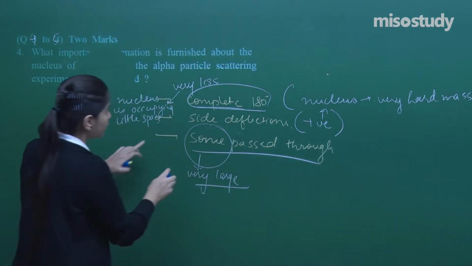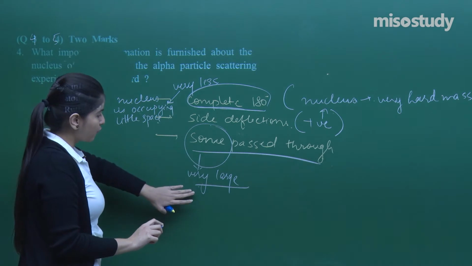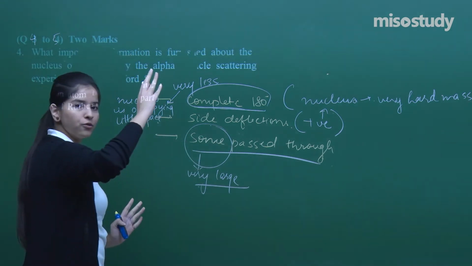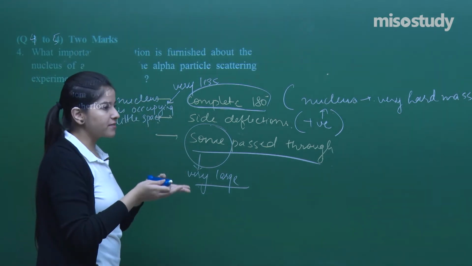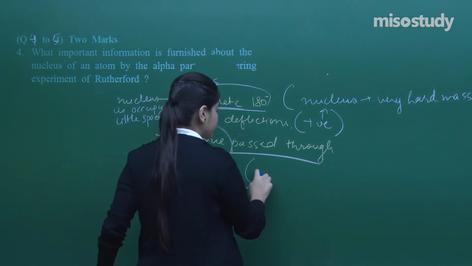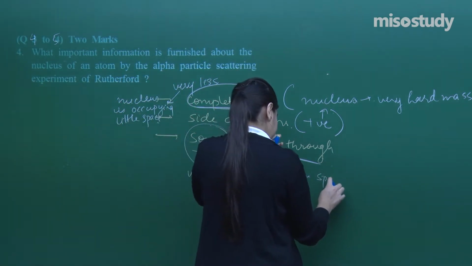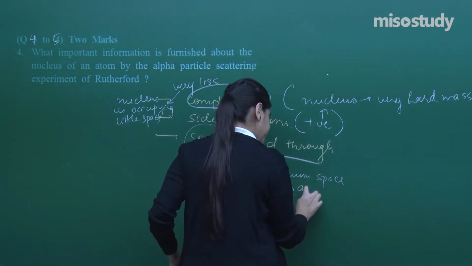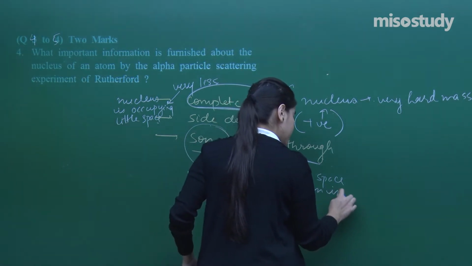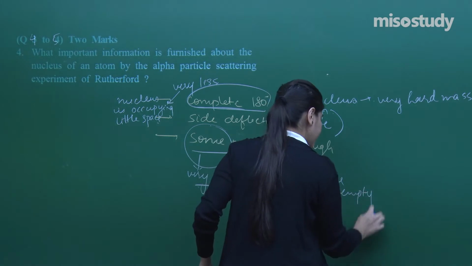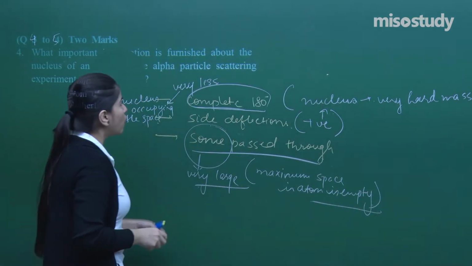So as compared to the 180 degree deflections, the very large ones were passing through. That means the rest of the space, maximum space in the atom is empty, right? So that is all the observations are.